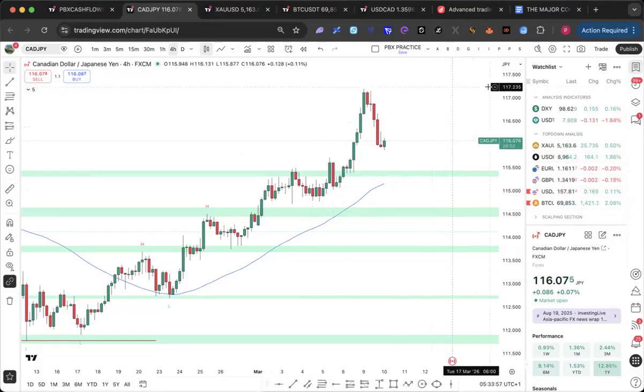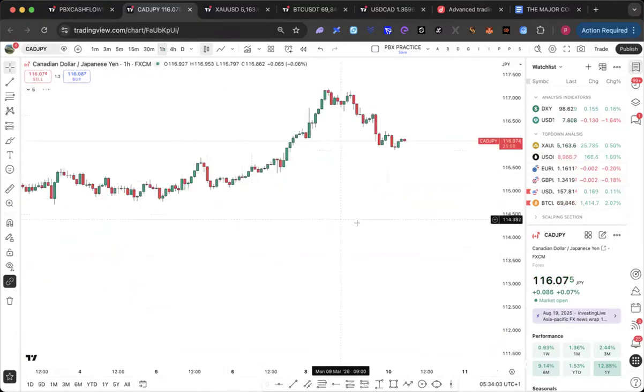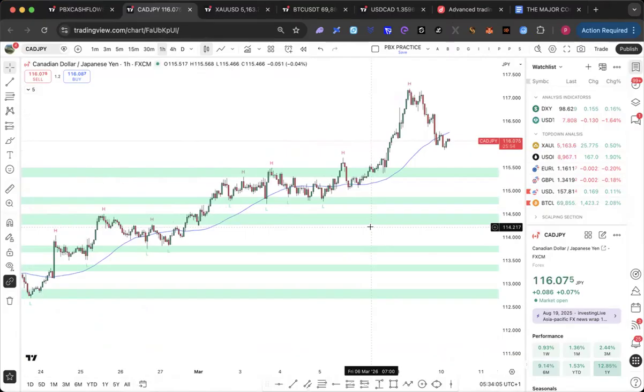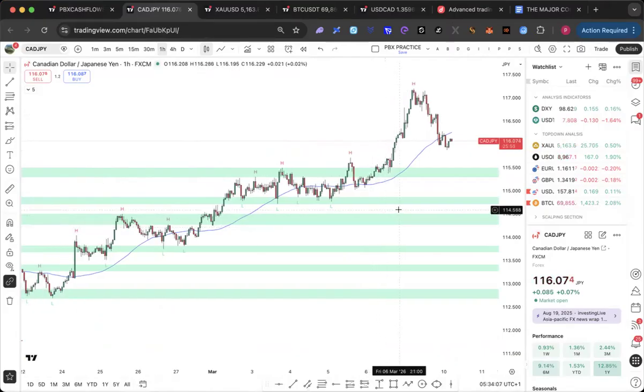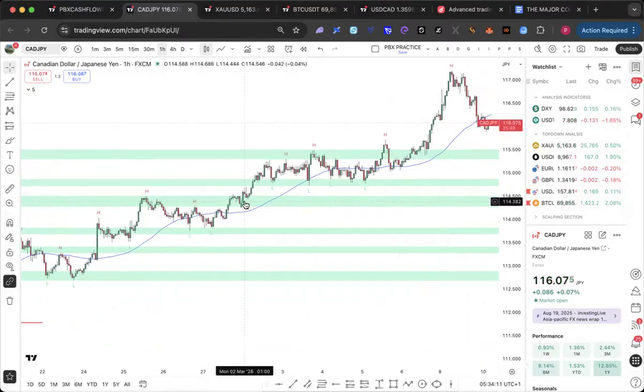So now, if you go back, sometimes the trend that you couldn't find on 4 hours, you could see in clarity on 1 hour, but you have to be very careful. Some markets on 1 hour can be very choppy and create a lot of confusion.